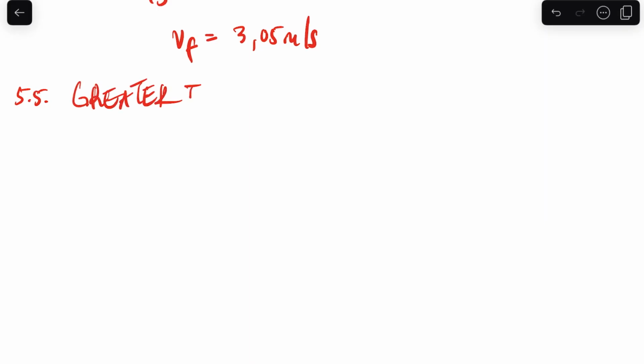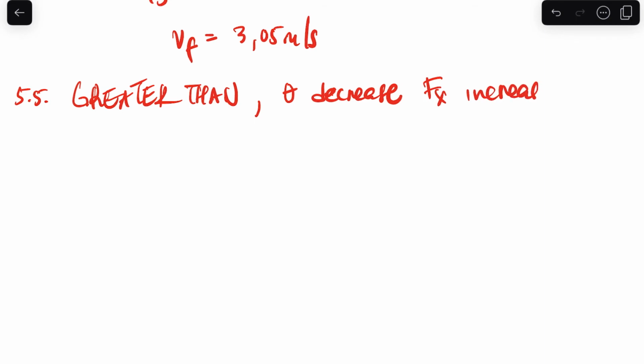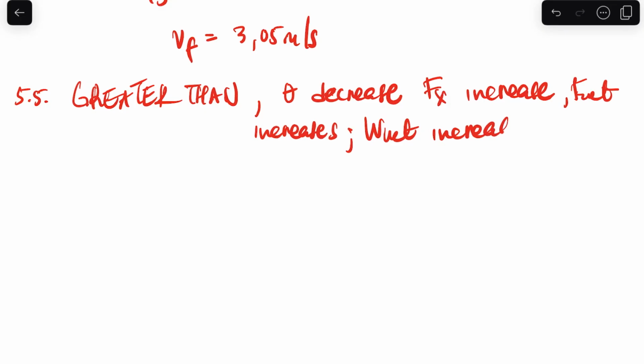It's greater than. Why? So guys, when the angle decreases, the Fx increases. So if Fx increases, the F net increases. So if F net increases, that means the work net also increases. So that's why it's greater than.